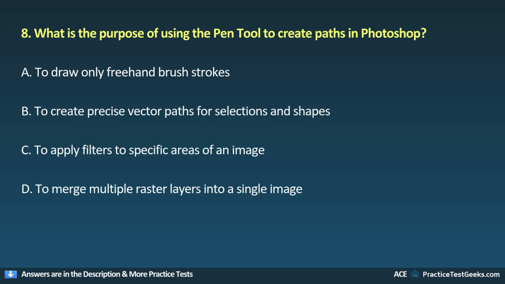8. What is the purpose of using the pen tool to create paths in Photoshop? A. To draw only freehand brush strokes. B. To create precise vector paths for selections and shapes. C. To apply filters to specific areas of an image. D. To merge multiple raster layers into a single image.